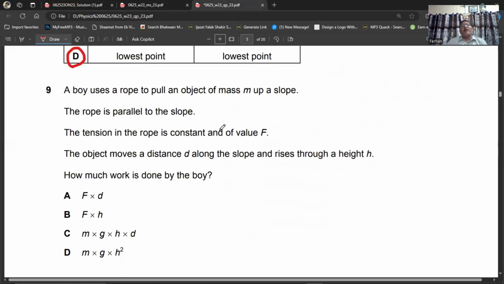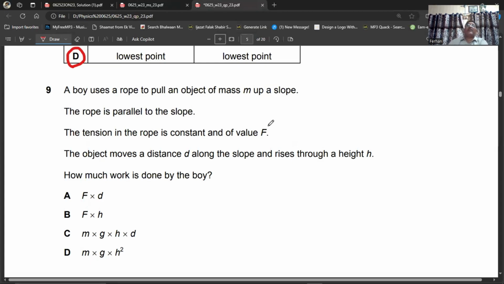It says a boy uses a rope to pull an object of mass m up a slope. The rope is parallel to the slope. The tension in the rope is constant and of the value F. The object moves distance d along the slope, and rises through a height h. How much work is done by the boy?